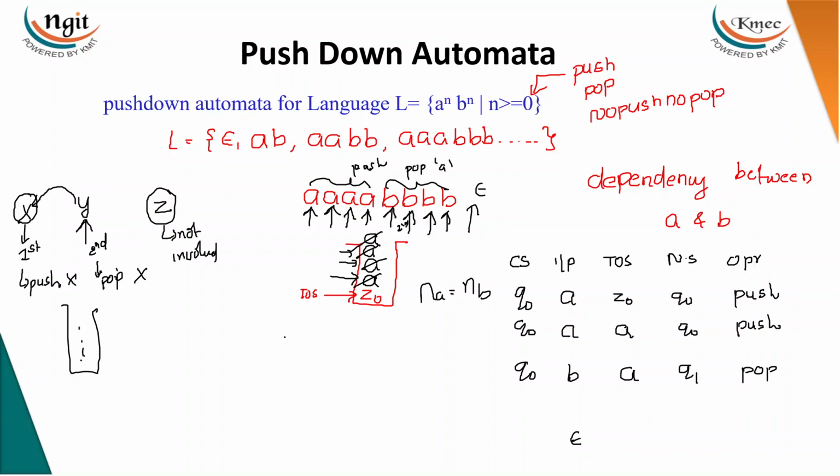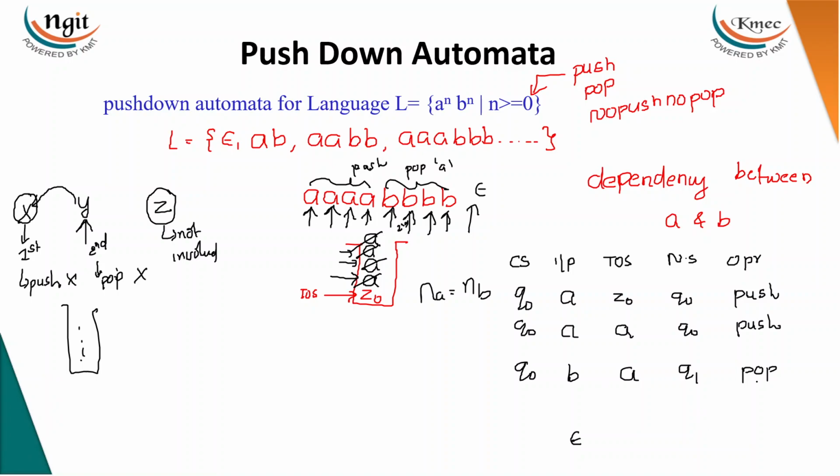Why? If you stay in the same state after the B also, then after A you can take the B, after B you can take the A. That is not allowed. So after B you are not supposed to take the A's. That's the reason I am changing the state. If you were allowed to take A's after B, B's after A, no problem.